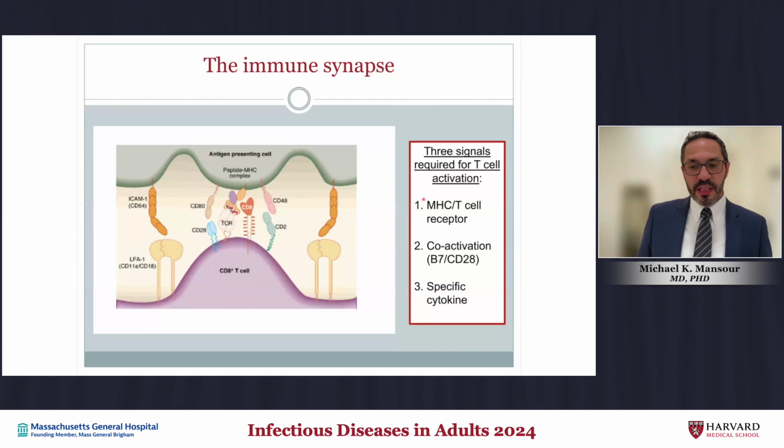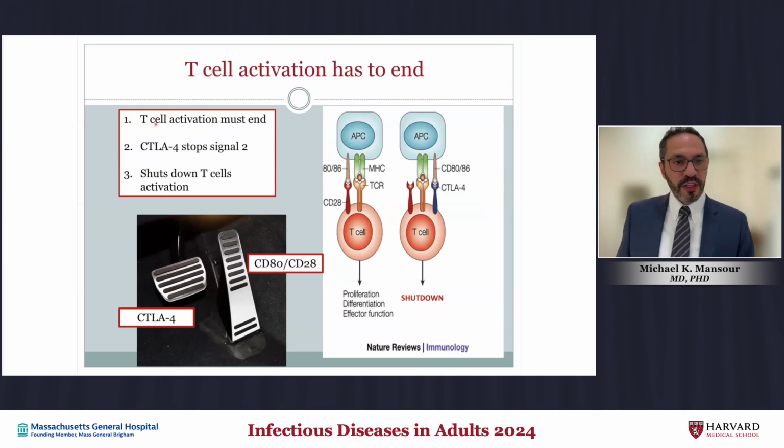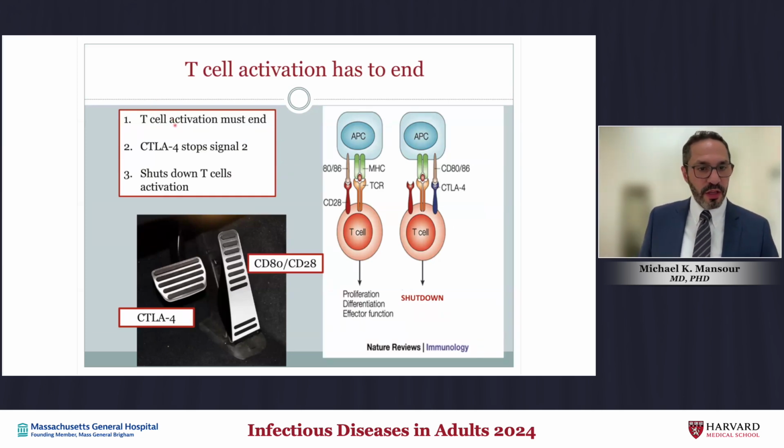So once these three signals are delivered, you have an active T cell, which will now proliferate and grow and really begin to respond. Now, all good things must come to an end. Once this T cell is active and the infection is under control, we must stop the reaction. T cell activation can't continue for infinity. It must stop. And so the immune system has built a series of gas pedals and brakes. The gas pedal is signal two, like we just reviewed.